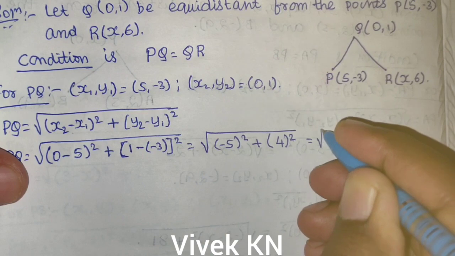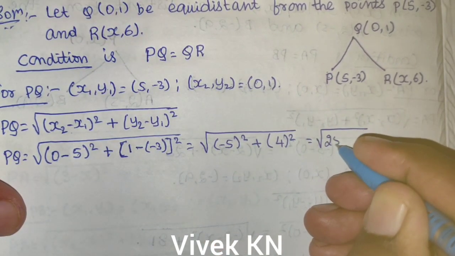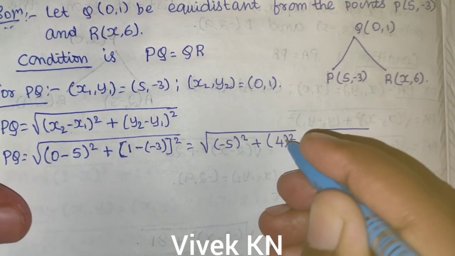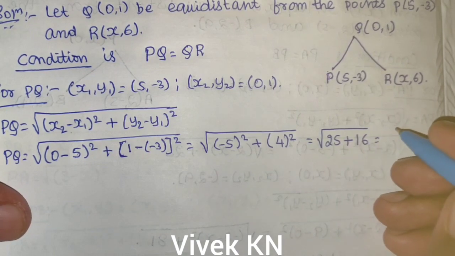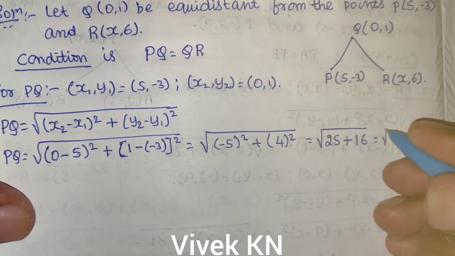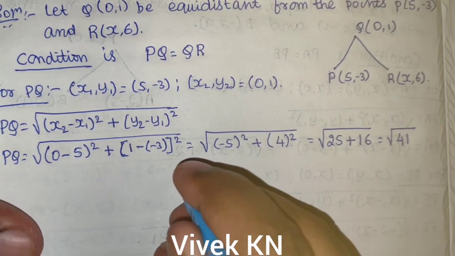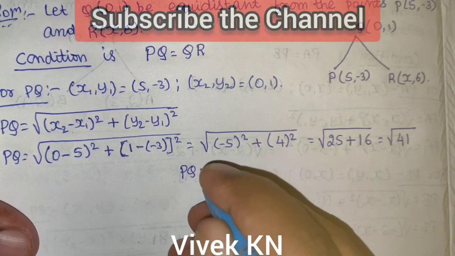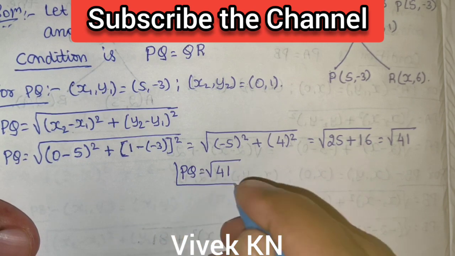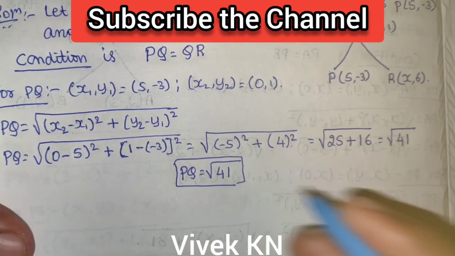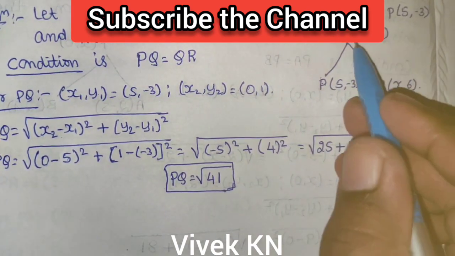which is equal to under root of the value of minus 5 whole square is 25 plus the value of 4 square is 16. So adding 25 and 16 we get 41, that is root 41. The distance between the points PQ is under root 41. Now let us calculate the distance between the points QR.